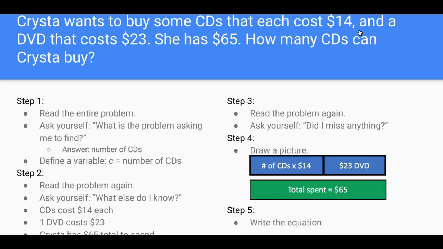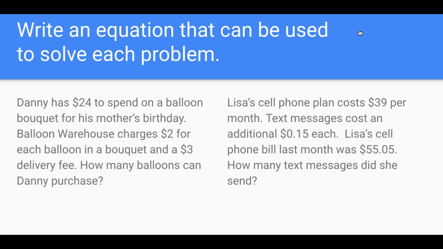It looks like this. We got 14C, because the CDs cost 14 each, and the DVD was $23, and she has $65 total. Therefore, our equation is 14C plus 23 equals 65. I want you guys to take a moment, and I want you guys to write an equation that can be used to solve this problem. Now, you don't have to solve it, just write the equation.